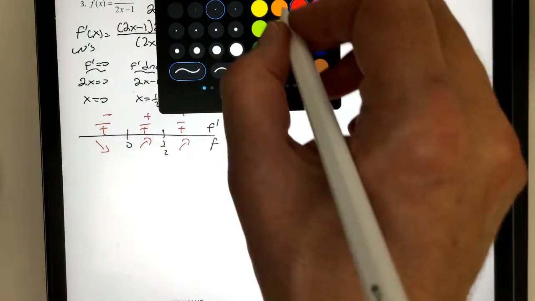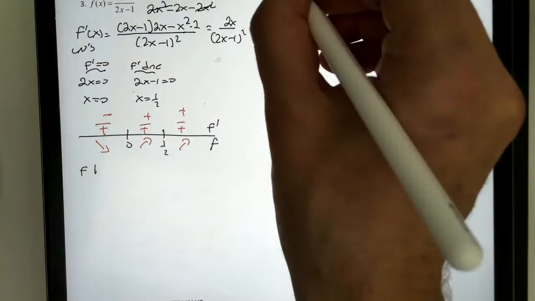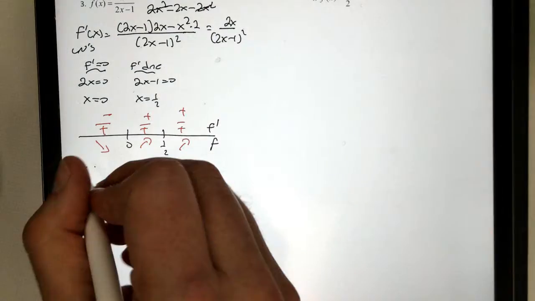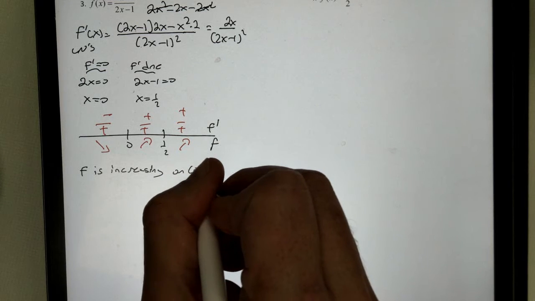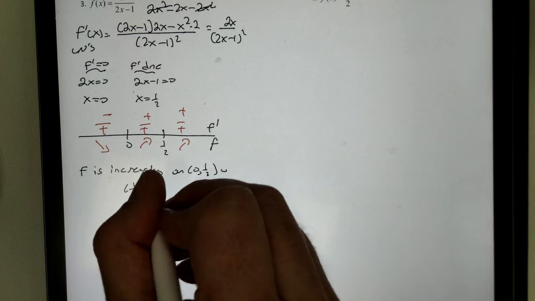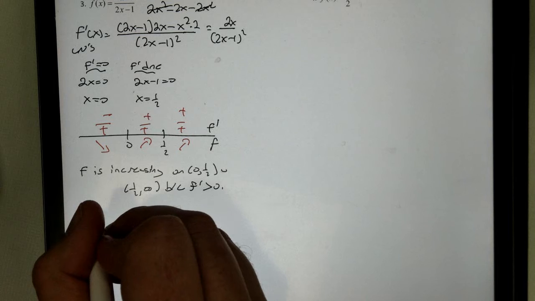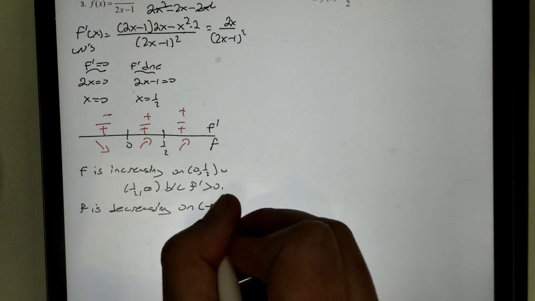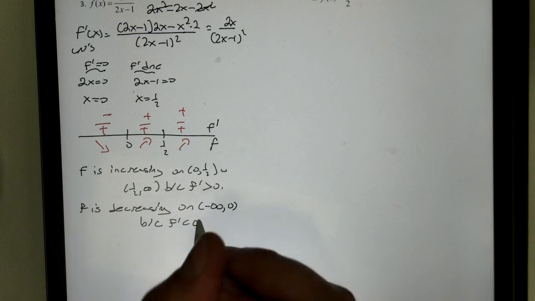And if we notice, now we can answer the question. We can say f is increasing on 0 to 1/2 or 1/2 to infinity, and that is because the derivative is positive. f is decreasing on the domain negative infinity to 0 because f prime is less than 0.